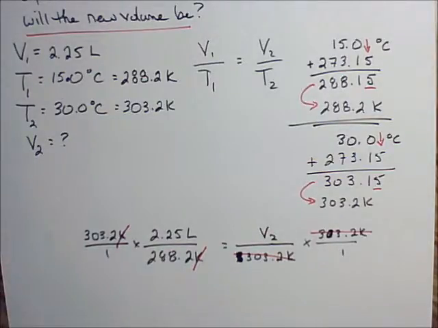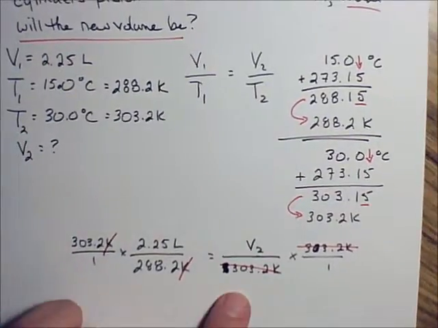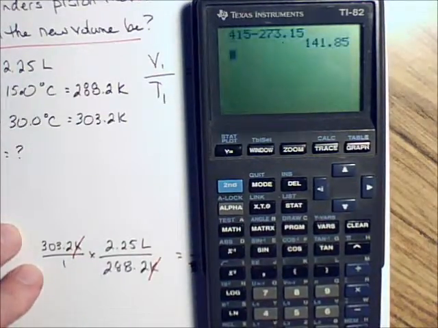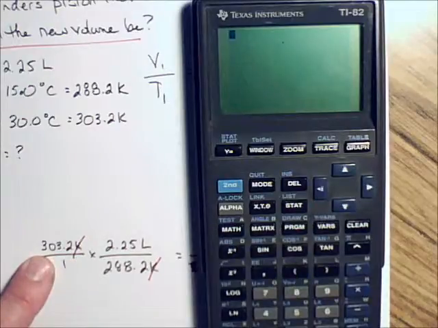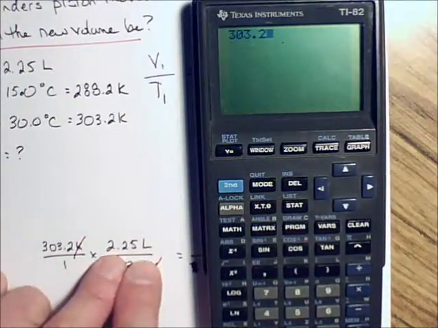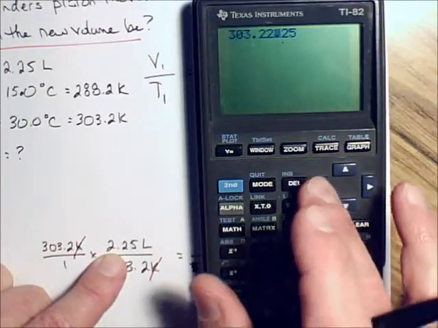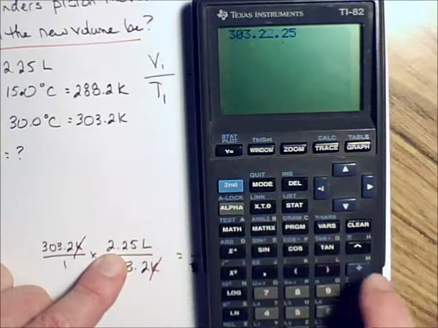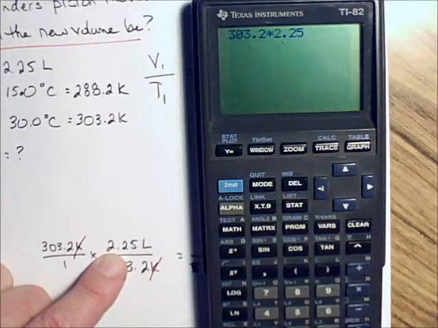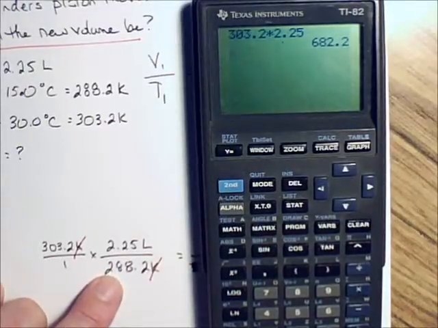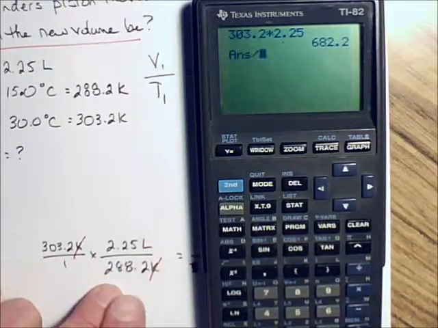All right? So you're going to need your calculator. What we want to do is, we don't have to solve anything on this side of the equation. We only have to solve what's over on this side. So we take this number, 303.2, and multiply it by 2.25, and hit enter or equals on your calculator. And then, as a separate operation, I'm going to hit divide and put in this number on the bottom.